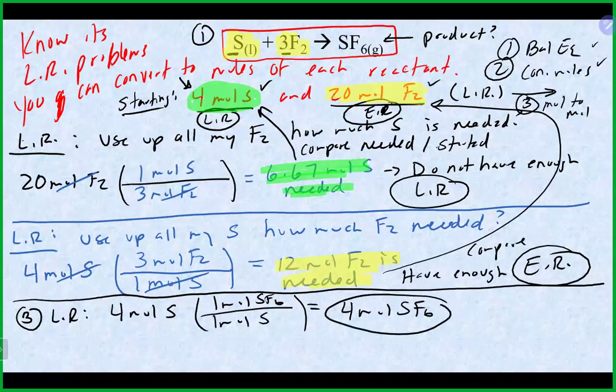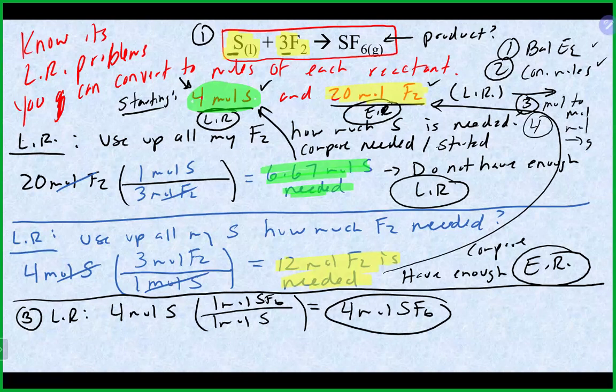This would be our theoretical yield, for example, our theoretical yield in moles. We could also do the 4th step here, use the molar mass of SF6 and convert it into grams if we want to know how many grams. So we could definitely go and do our 4th step, moles to grams. Any questions on that there?